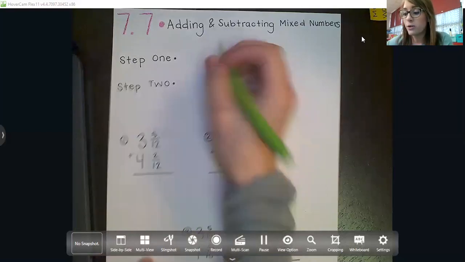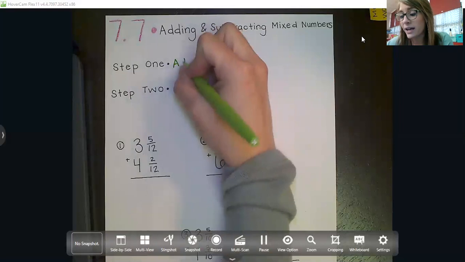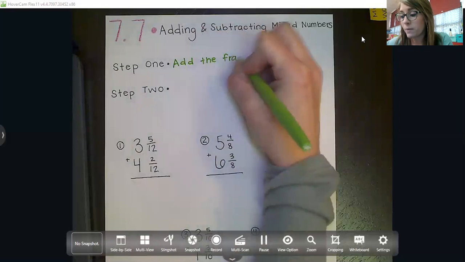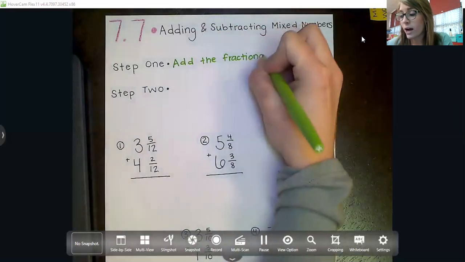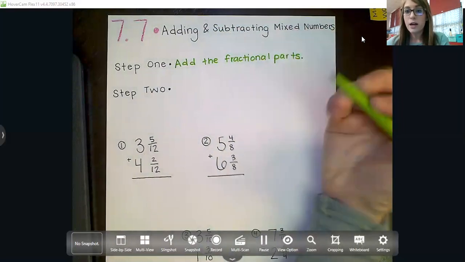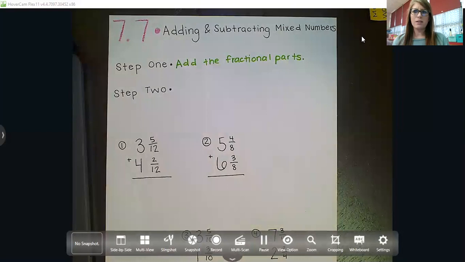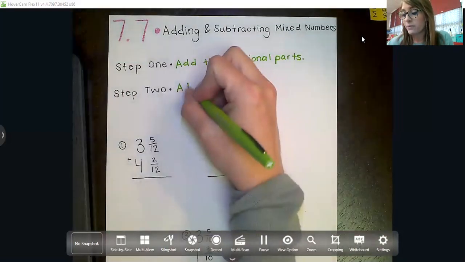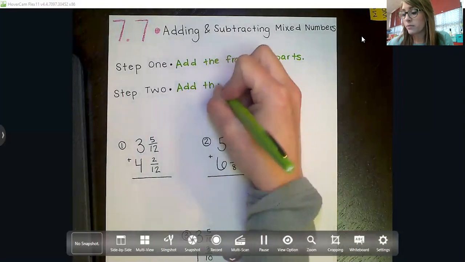The first thing that you're going to do is add the fractional parts first. Just like when we're adding and subtracting numbers in general, we always start with, do we start with the ones, the hundreds? Right, we start with the ones place. So same thing goes with adding mixed numbers. You're always going to start with adding the fractional pieces up first. Then after you've added up the fractional pieces, you will add the whole numbers.